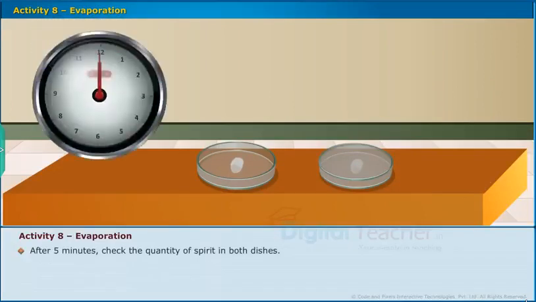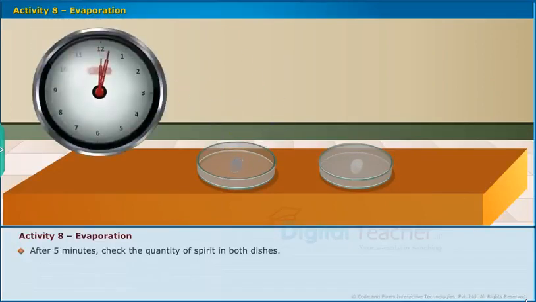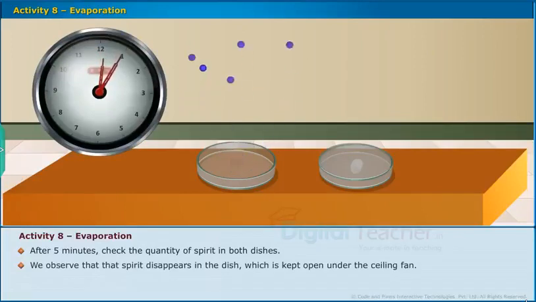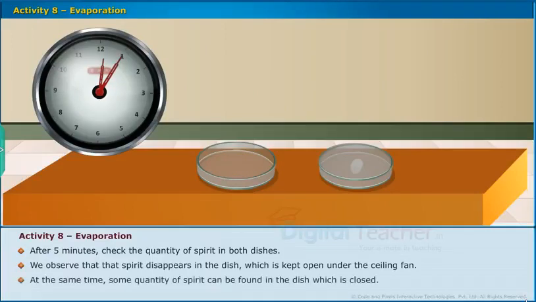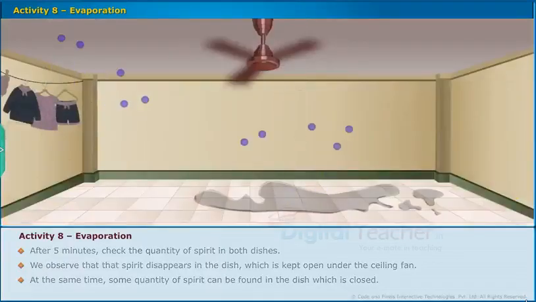After 5 minutes, check the quantity of spirit in both dishes. We observe that spirit disappears in the dish, which is kept open under the ceiling fan. At the same time, some quantity of spirit can be found in the dish which is closed.